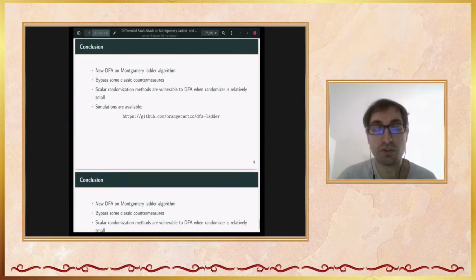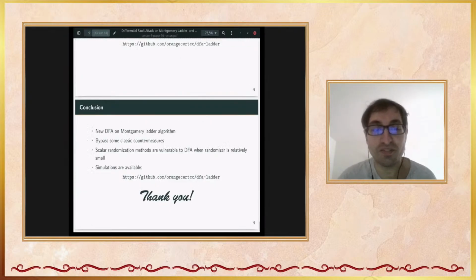So let's conclude. I presented a new differential fault attack on the Montgomery ladder algorithm for scalar multiplication on elliptic curves, which can bypass some classic countermeasures. It is still possible to apply some countermeasures, and I addressed that in the paper, but some classic ones such as point validation and invariant consistency check can be bypassed under some circumstances. I also presented evidence that some scalar randomization methods can still be vulnerable to differential fault attack. And finally, there are some simulations that are available on the GitHub repository, you can take a look at it. Thank you very much.